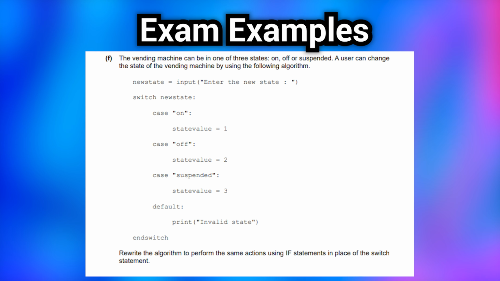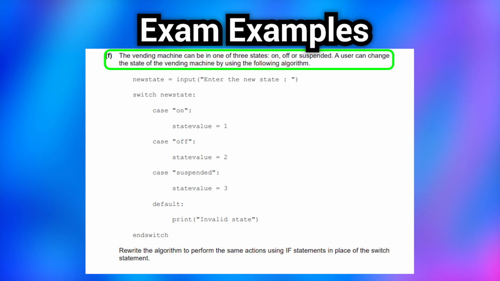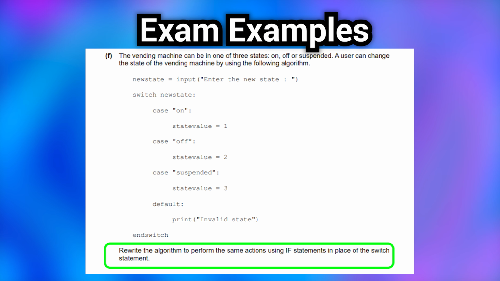This question is about a vending machine. The vending machine can be in one of 3 states: on, off, or suspended. A user can change the state of the vending machine by using the following algorithm. Rewrite the algorithm to perform the same actions using if statements in place of the switch statement.